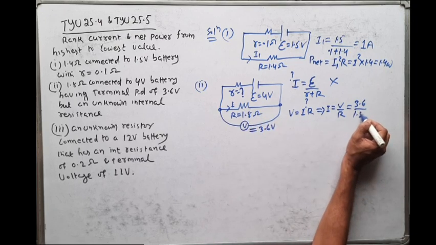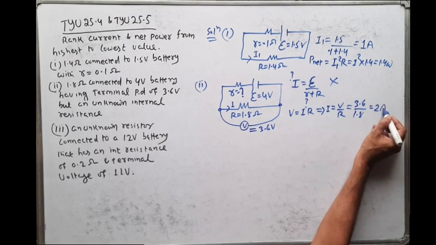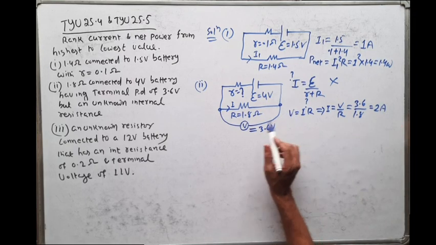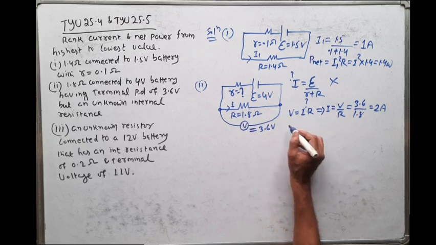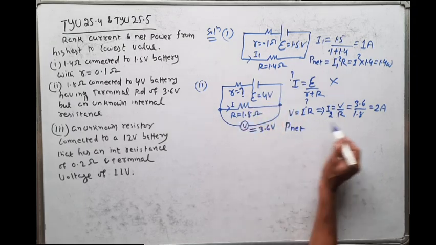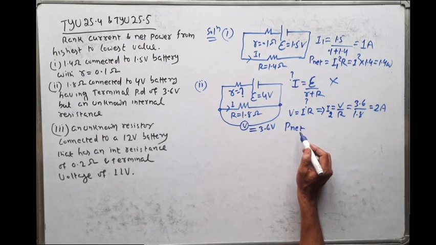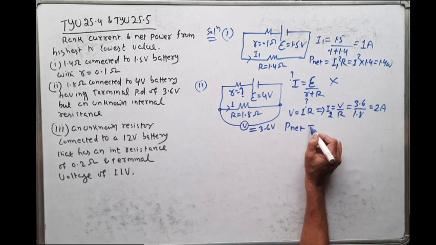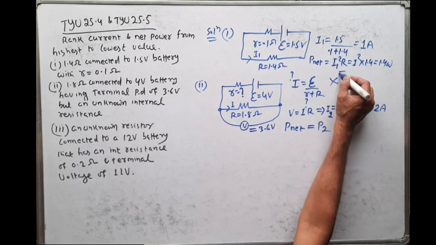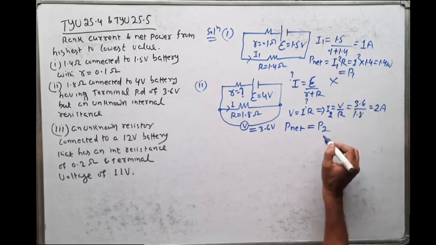Resistance is 1.8. So that is equal to 2 ampere. So here current value is 2 ampere. Then what is the net output power? So I can say it is I2, current in the second circuit, I2 is 2 ampere. So net output power is equal to P2. In the first case, the net output power is P1, here P2.